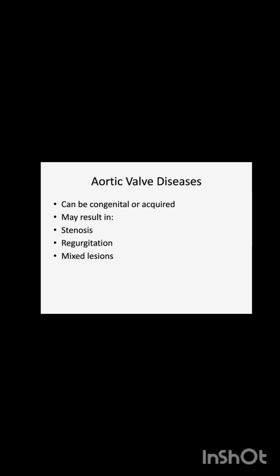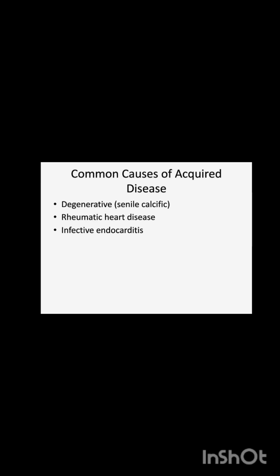Aortic valve disease can be congenital or acquired, and may result in stenosis, regurgitation, or both as a mixed lesion. Regurgitation and stenosis can both occur at the same time. Common causes of acquired disease are degeneration, senile calcification, rheumatic heart disease, and infective endocarditis with vegetations, and so on.